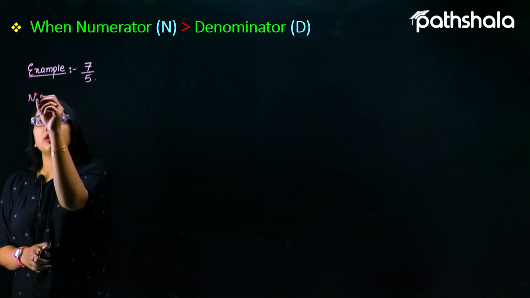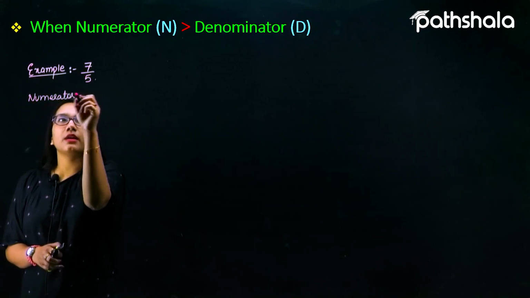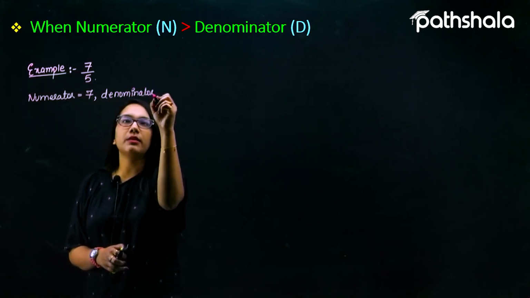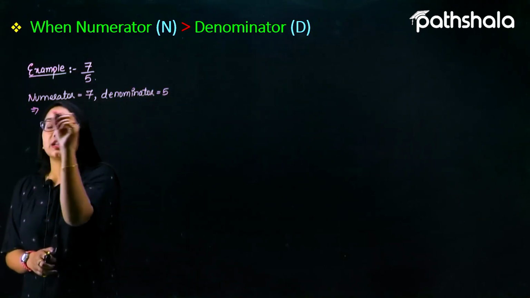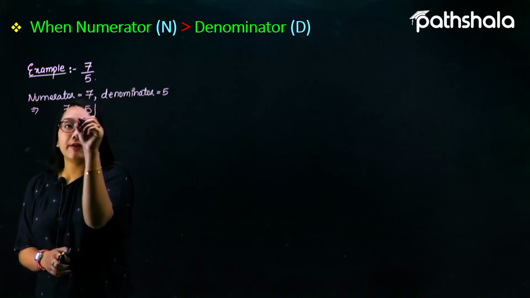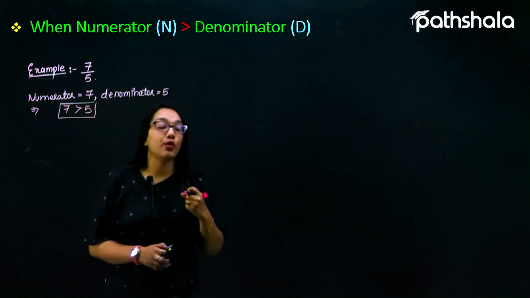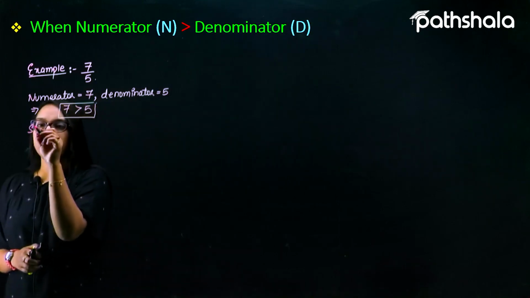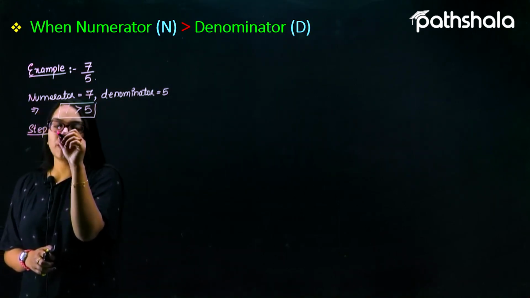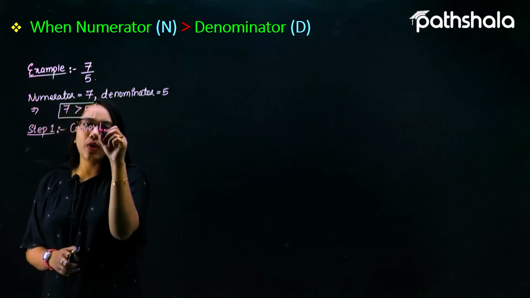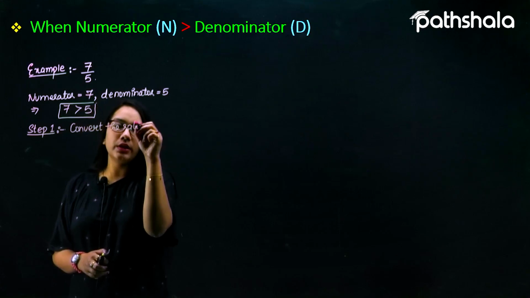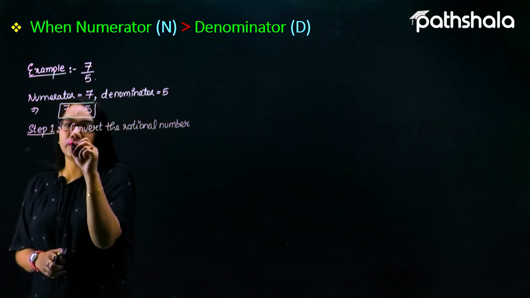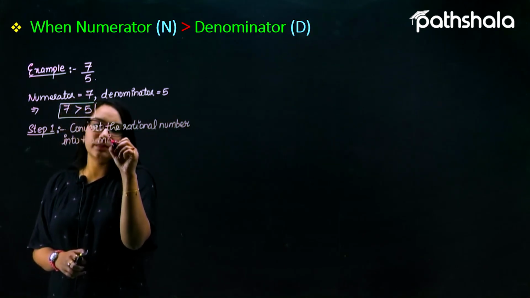As we know, the numerator over here is 7 and the denominator is 5. So obviously 7 is greater than 5. Whenever the numerator is greater than the denominator, you have to follow different kinds of steps. So let's start with the steps first. In step number 1, first of all, you have to convert the rational number into the mixed fraction.